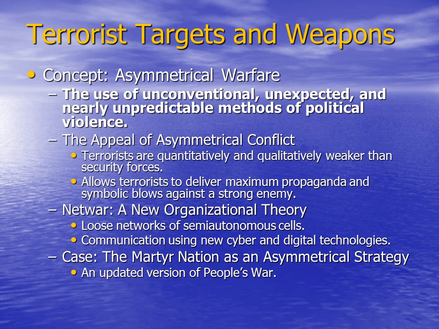If a cell gets captured, some members get captured, under interrogation they can't tell who their colleagues are in the other cells. And with the internet and the technological tools that are available today, cyber and digital technologies, they can communicate, they can train, they can recruit, they can seek financing, and this theory calls it net war. In a sense, they use the tools of technology to further their causes.